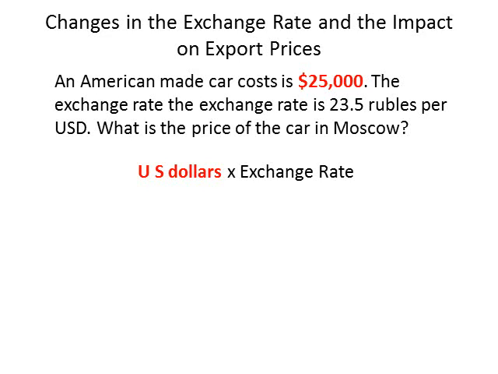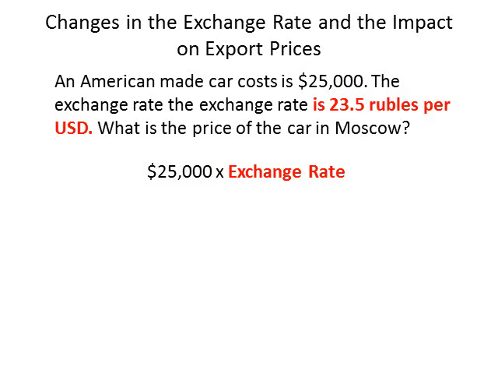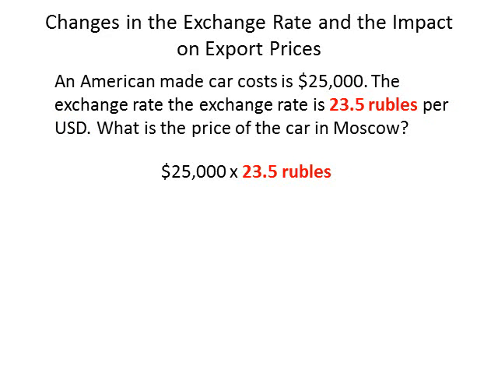Our next step is to substitute in the price of the American-made car, which is $25,000, into the formula where we see US dollars. Next, we're going to locate the exchange rate, which is 23.5 rubles per US dollar, and we will need to substitute it in for the exchange rate in the formula. So we would substitute in 23.5 rubles into the formula.